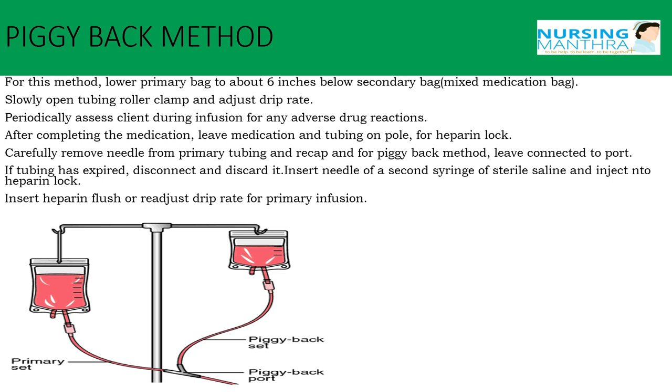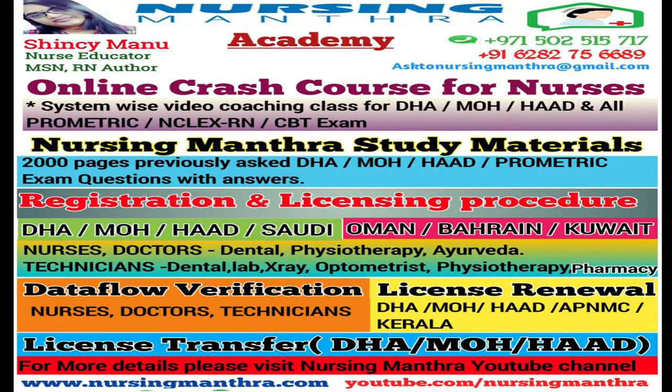If the tubing has expired, disconnect and discard it. Insert the needle of a second syringe of sterile saline and inject into the heparin lock. Insert a heparin flush or readjust the drip rate for the primary infusion. This is for emergency situations where we want to give more fluids and two medications at the same time, and we can use this piggyback method.